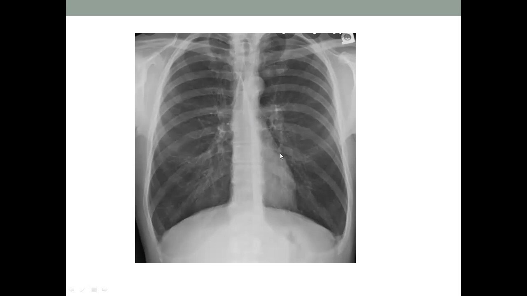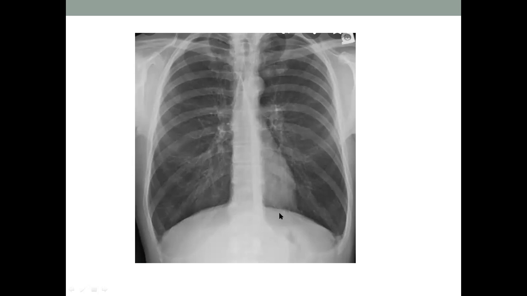The other sign is tubular heart. Here you can see in a normal patient, 1/3 of the heart will be present on the right side of the vertebral column and 2/3 on the left side. Here you can see there is no heart on the right side. So this is like a tubular heart.